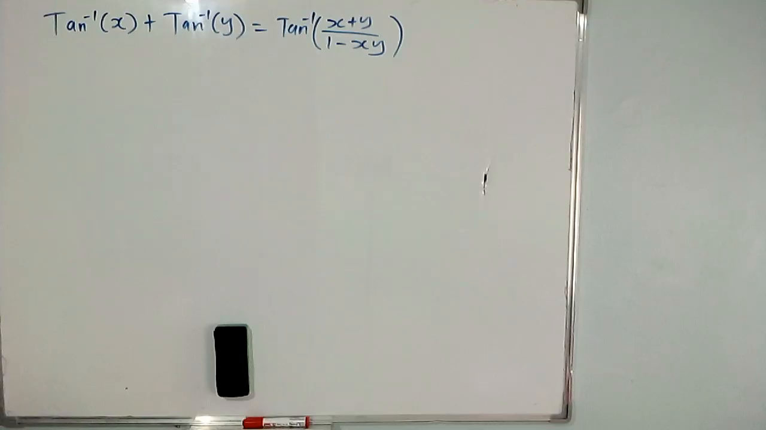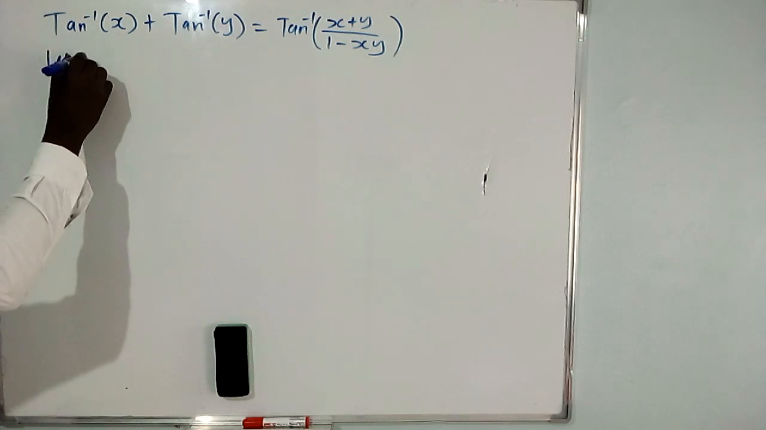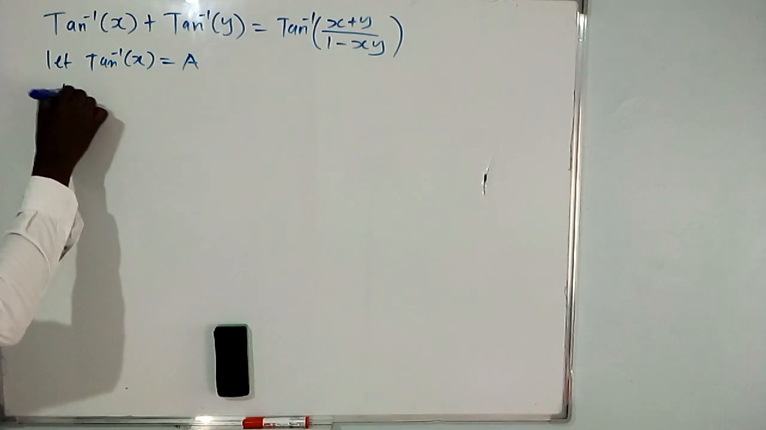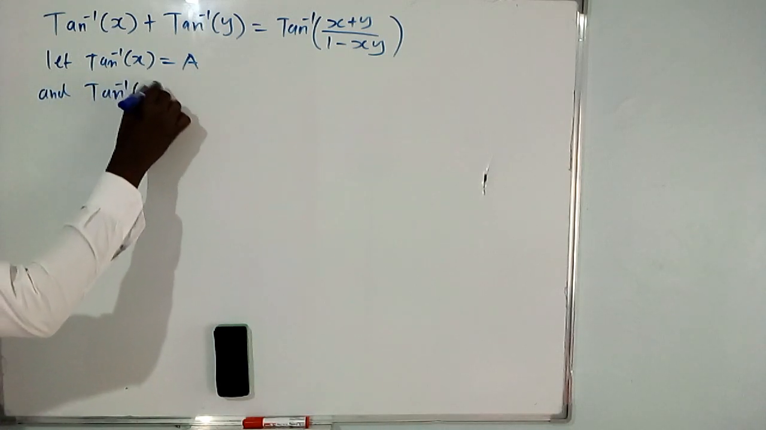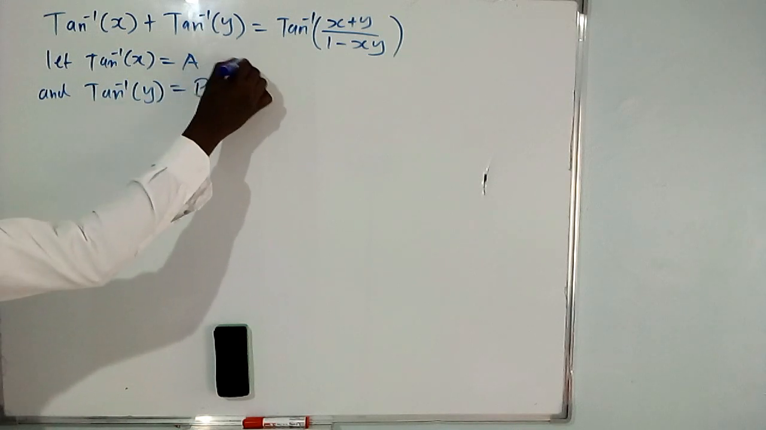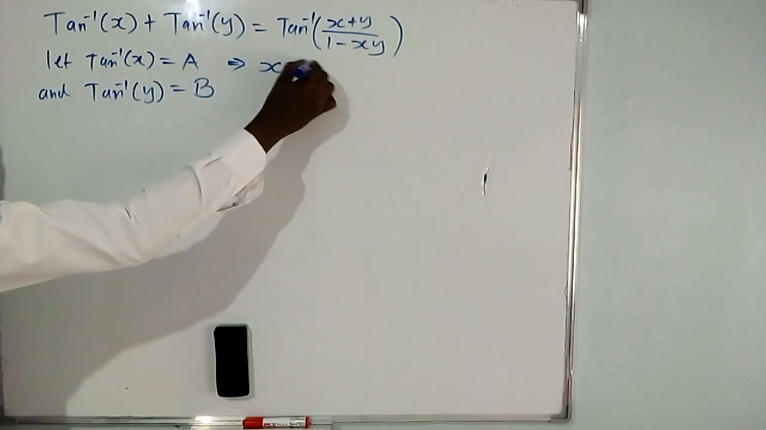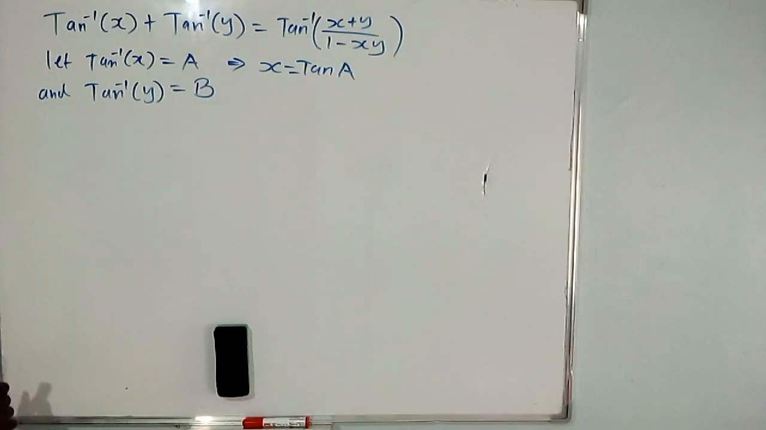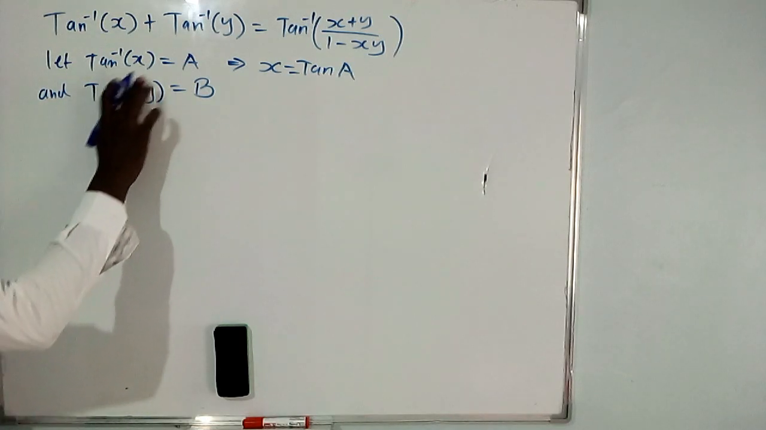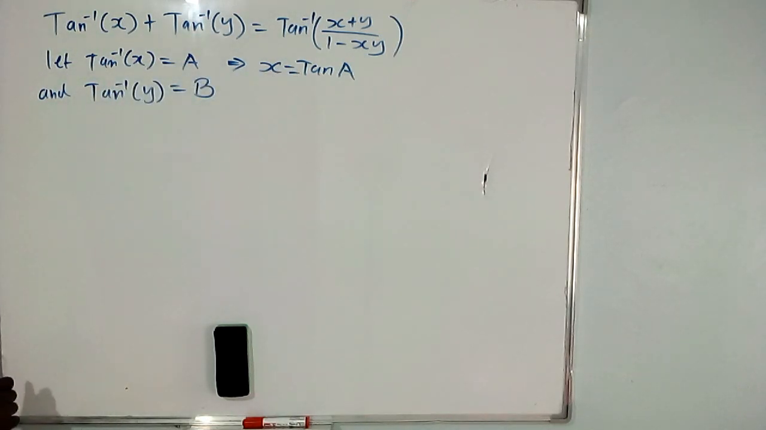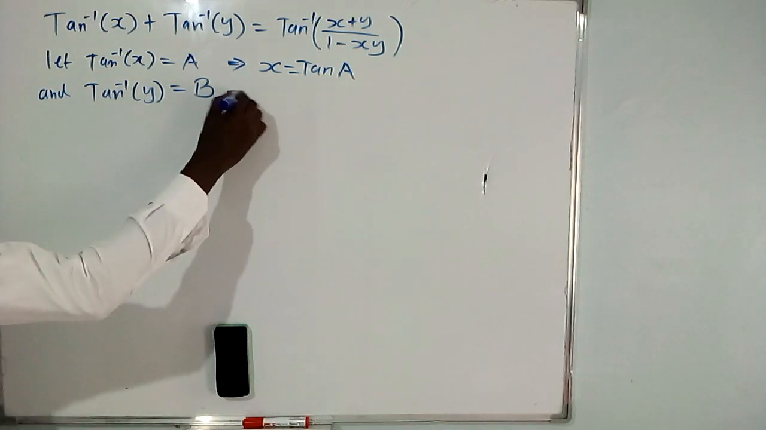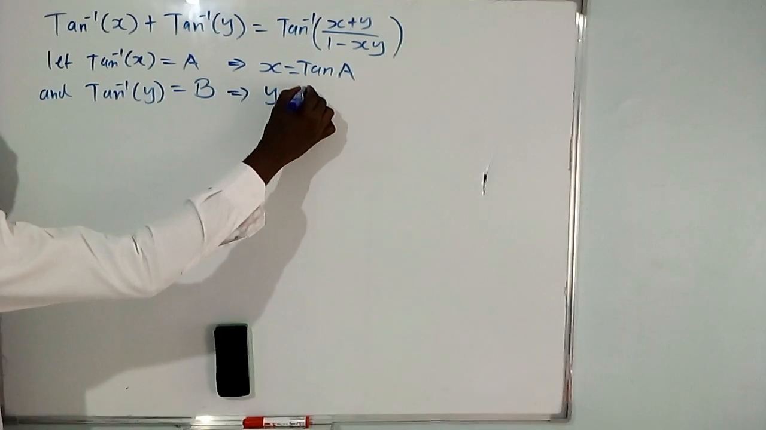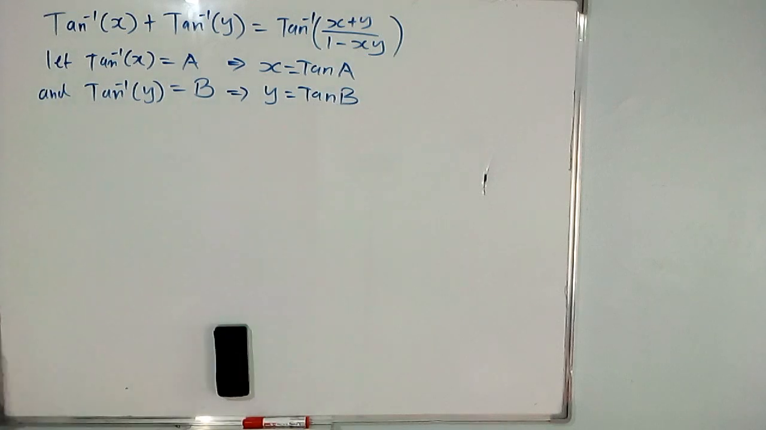So let tan inverse of x be equal to a and tan inverse of y be equal to b. If tan inverse of x is equal to a, that implies, if you take tan on the other side of the equation, x is equal to tan a. Then again, if tan inverse of y is equal to b, it implies y is equal to tan b.